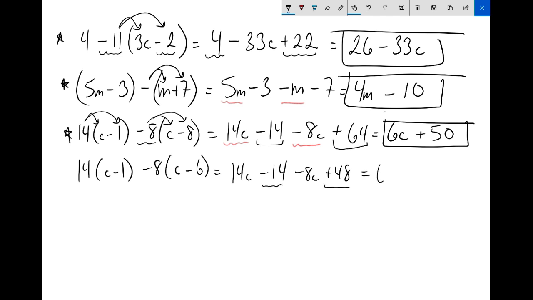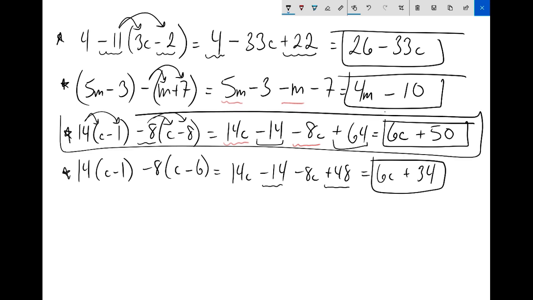So the c's don't change, you still have 6c. And then minus 14 plus 48. 48 minus 14 is what, 34? Yeah, 34, so that would actually be the answer. That's the actual one from your paper.